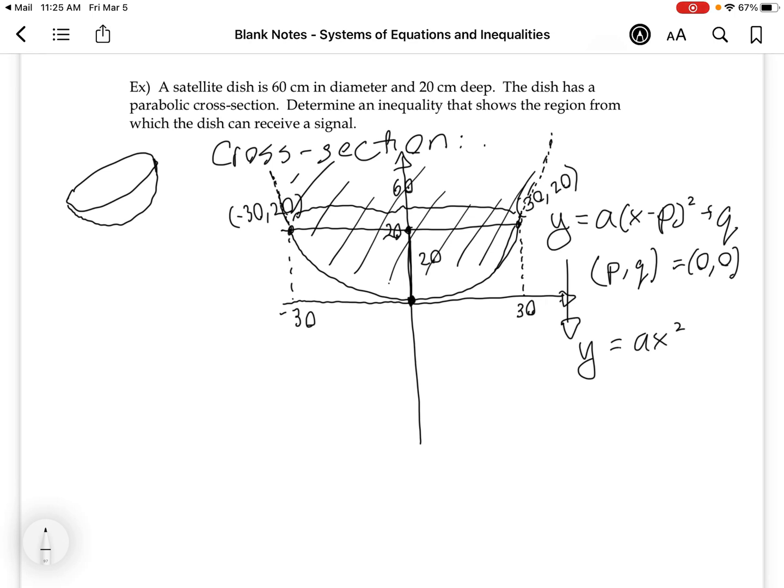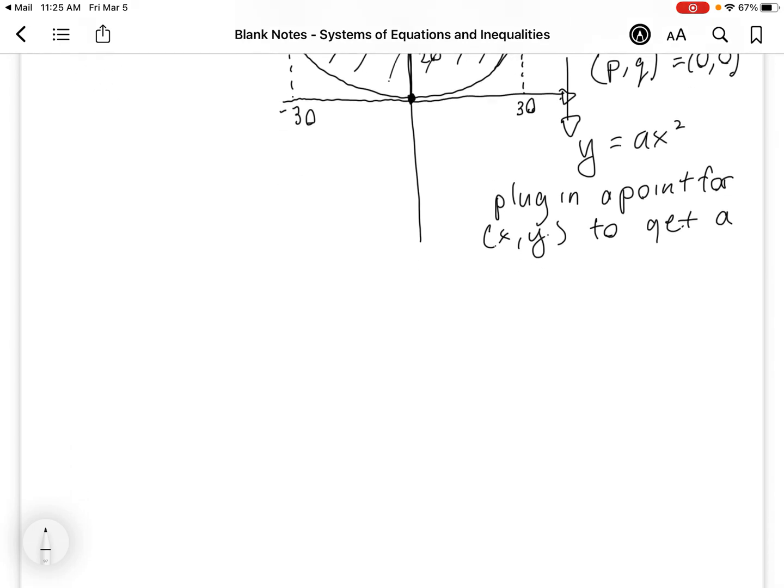Okay? If we want to actually figure out the a value, we can plug in a point for x, y to get a. And we have 2 points that are available to us, 30, 20 and negative 30, 20, and either of those will work. So that's what we're going to do, okay? So we have y equals ax squared. Let's maybe plug in 30, 20. So y is 20, a times 30 squared, okay?